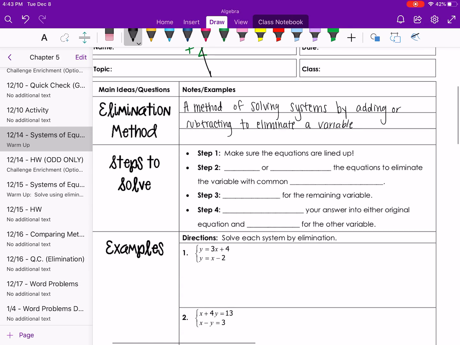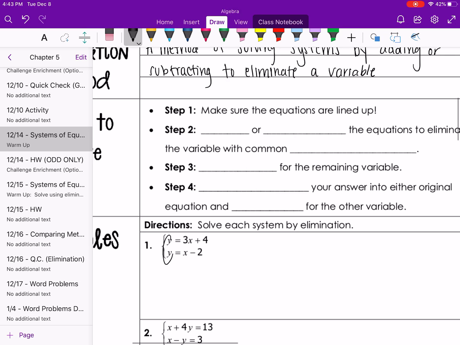So in order to do that, step 1, I would want to make sure the equations are lined up. Looking at number 1, I see the y is lined up with the y, the x term is lined up with the x term, and then I have numbers over here. So in number 1, they're already lined up, but of course when we move on to more difficult problems, we'll need to do that ourselves.